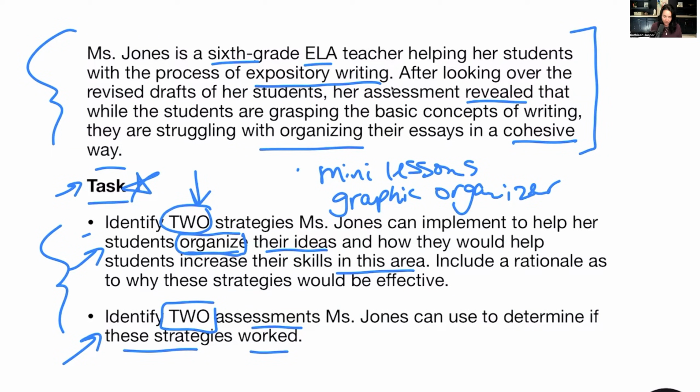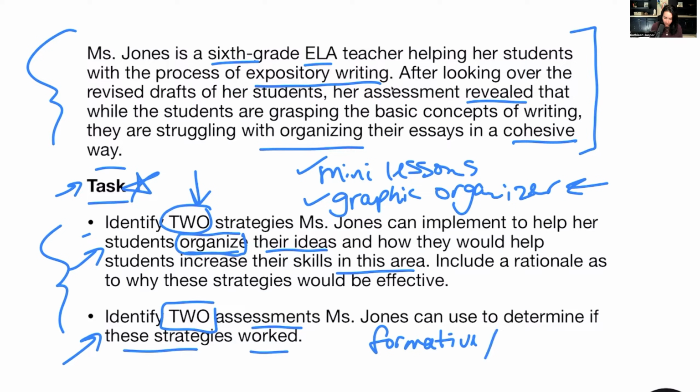And mini lessons are a way for me to demonstrate. I'm going to talk a little bit more about those in a second. And then for my two assessments, it goes right along with what I was thinking. I'm definitely going to use a formative, probably in the form of walking around the room and observing my students as they're using the graphic organizer, because we want your assessment to be ongoing and to monitor progress.